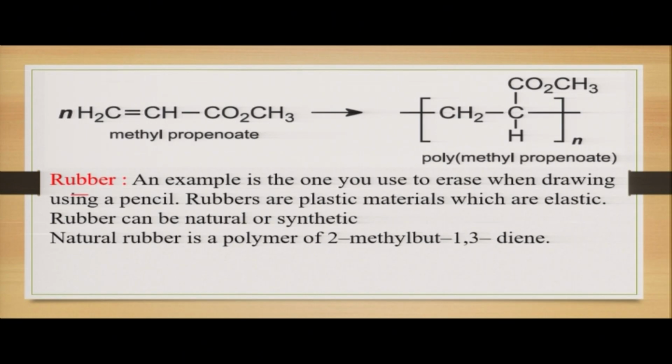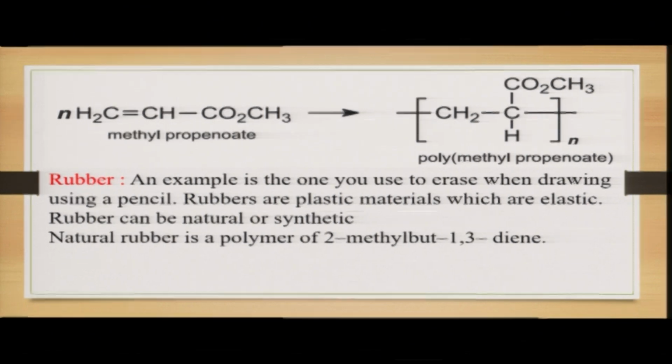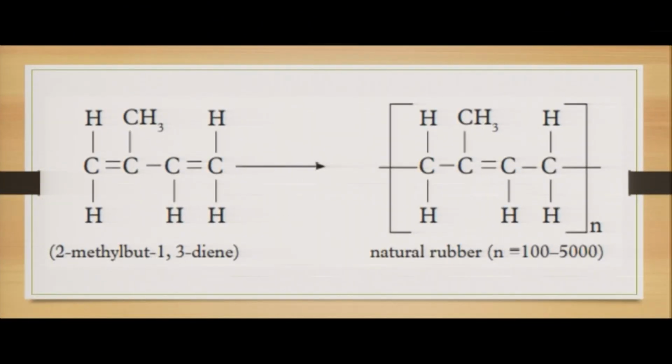So natural rubber is 2-methylbuta-1,3-diene. That is the chemical name, and that is the structure. Since it is a diene, it will undergo addition polymerization, adding together, and then the double bond breaks. You see this double bond here breaks and forms another single bond here. Just look at what is happening. So it still has a double bond.